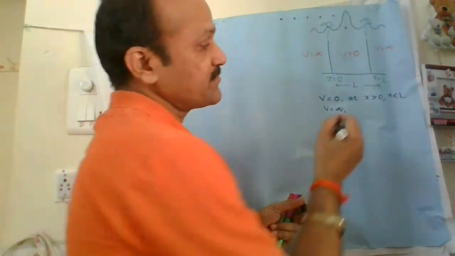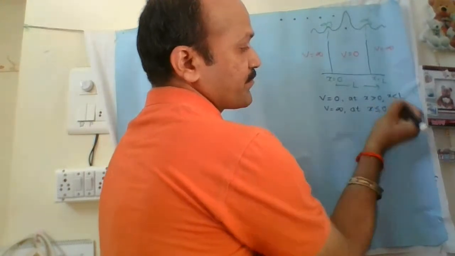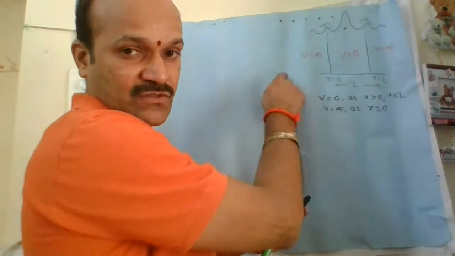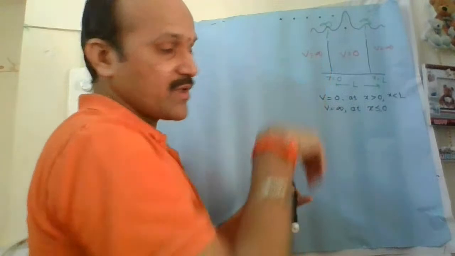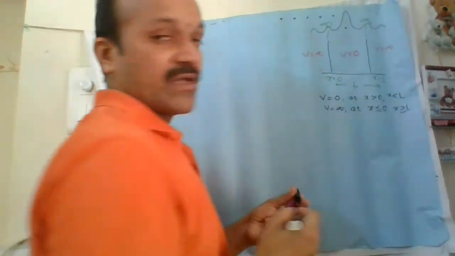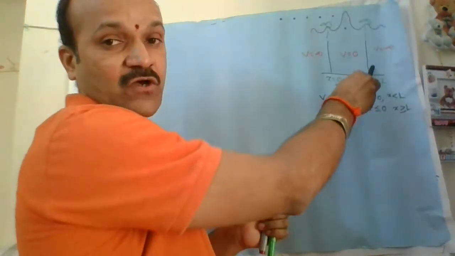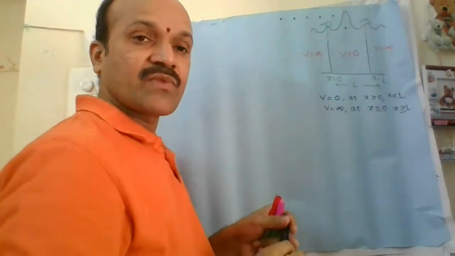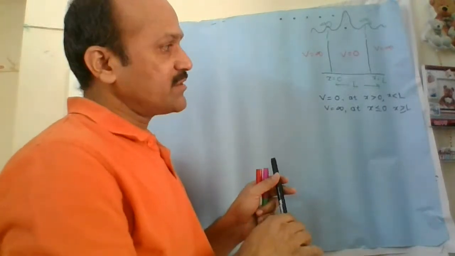Now, V is infinite at x less than or equal to 0, less than in the sense on this side, equal in the sense on the wall of the box, and also x equal to or greater than L. Equal in the sense on the second wall, greater in the sense somewhere outside of the box. Okay, these are the boundary conditions, right?